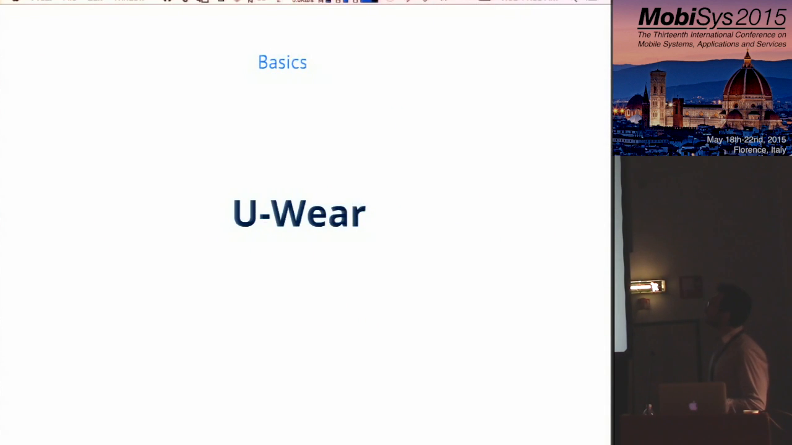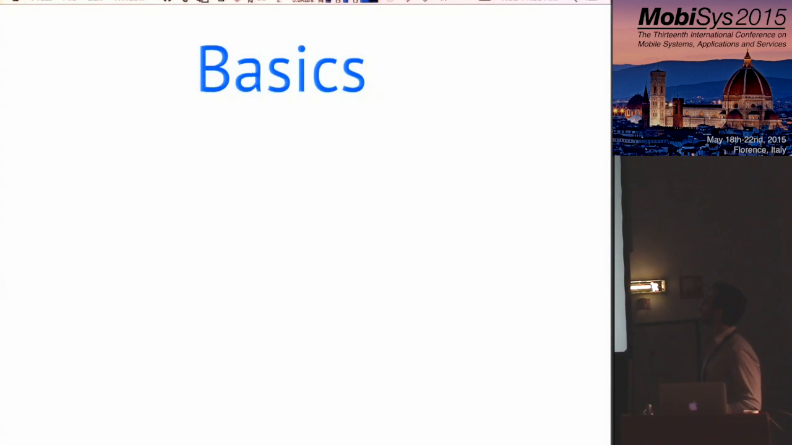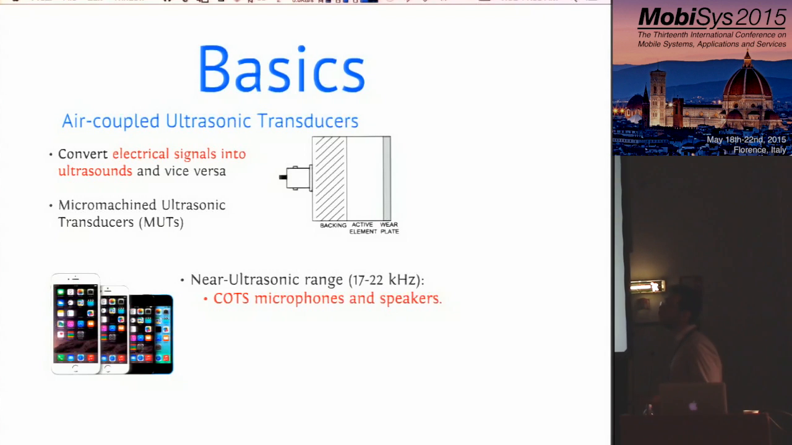Now I'm going to first cover a little bit the basics of how to generate ultrasonic waves in air. Then I will talk about the architecture of UWare, present the two prototypes that we built, and then talk about performance evaluations. About the basics, how do we generate ultrasonic waves? This is done through ultrasonic transducers, which are devices that convert electrical signals into pressure signals, which means ultrasounds, and vice versa, of course. We need to communicate through air, so we talk about ultrasonic airborne communications.